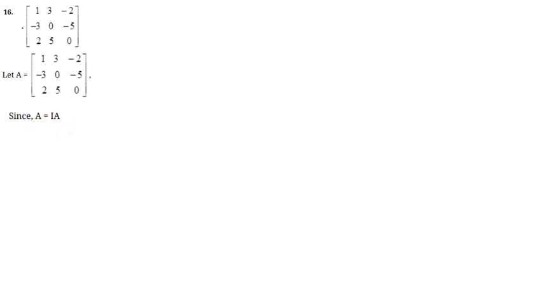A is equal to IA. Substitute the values. A is substituted here, 1, 3, minus 2, minus 3, 0, minus 5, 2, 5, 0. The identity matrix is substituted into A.